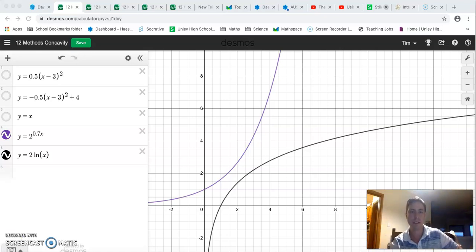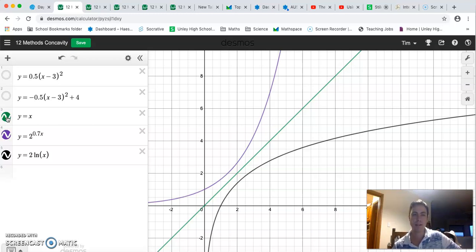Hopefully you can see this screen all right. And I want to pose a dilemma, I guess. And this is my dilemma. I've got three functions here. One's just a straight line, the green one. One is an exponential, and one is a logarithmic function, the black one. And each of these functions is increasing, right?